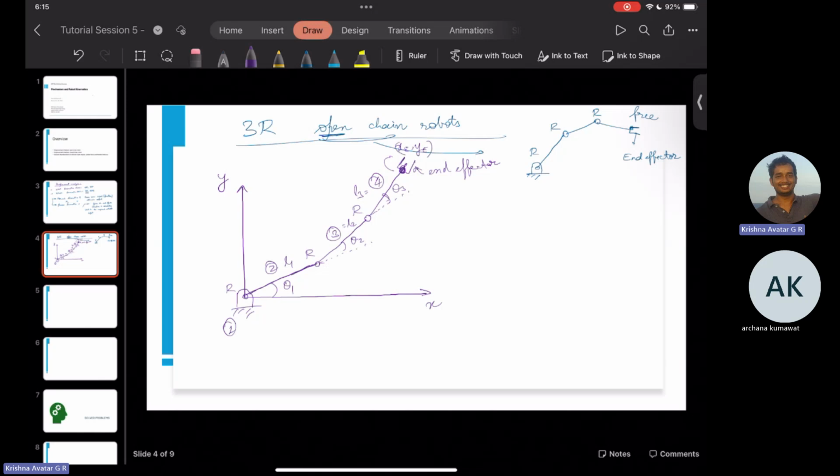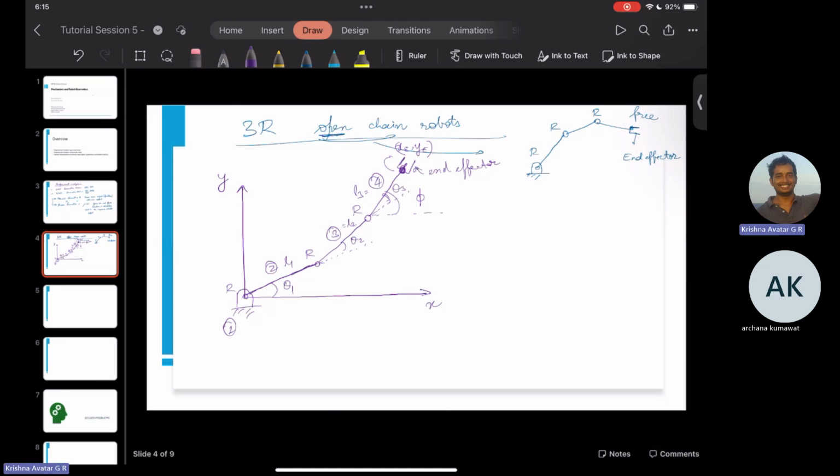And right now we are only talking about planar robotics, right? And this will also be making a certain angle with the horizontal direction. So this we call phi. So this is the orientation of the end effector with respect to the x-axis. And x and y are just the coordinates for the same.